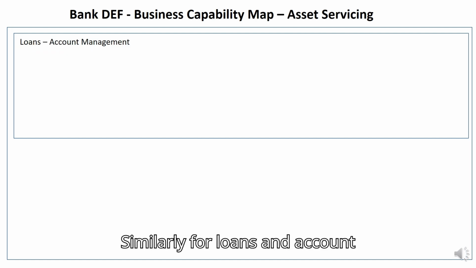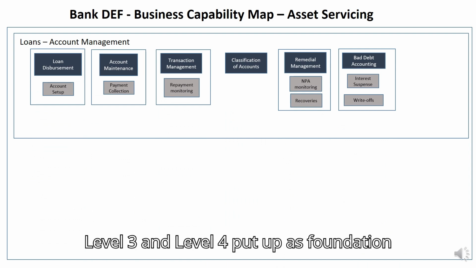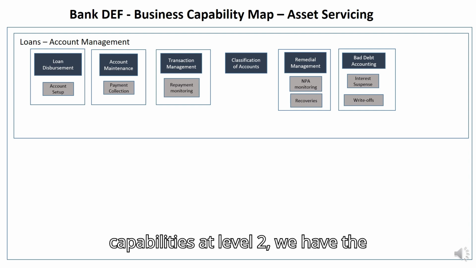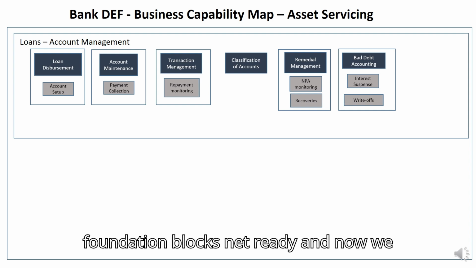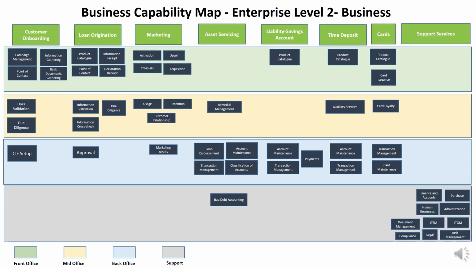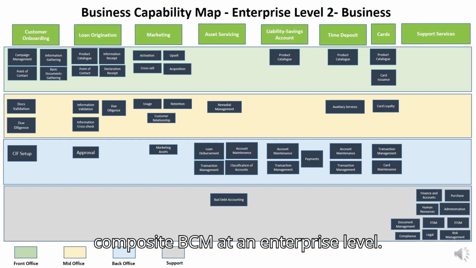Similarly, for loans and account management, from level 2 onwards, we have level 3 and level 4 put up as foundational blocks. So for all the business capabilities at level 2, we have the foundation blocks ready, and now we move to the enterprise level. So this is how it looks when we have the composite BCM at an enterprise level.